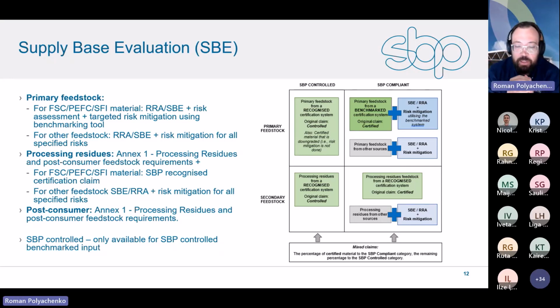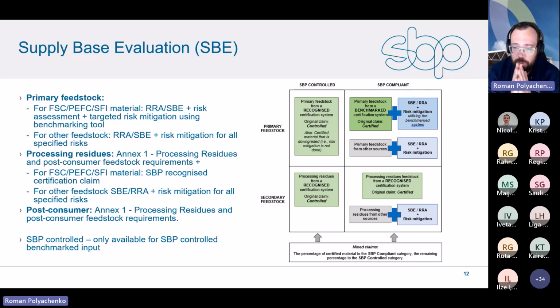Finally, SBP recognizes FSC and PEFC controlled system claims and allows them to be used for SBP controlled biomass. So supply-based evaluation is not required in this case. Basically, the BP is sourcing FSC or PEFC controlled feedstock and can produce SBP controlled biomass from it.